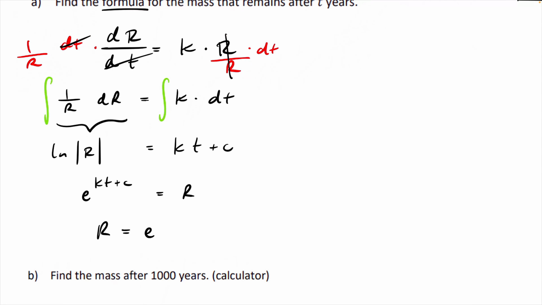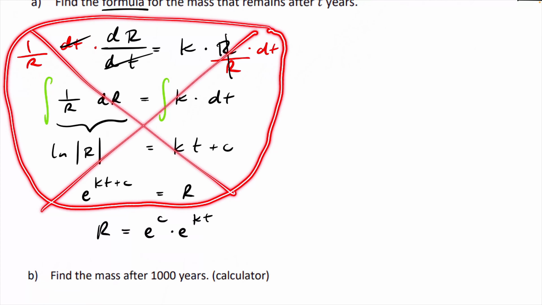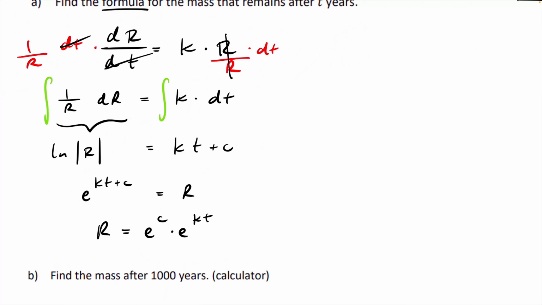R equals e to the C times e to the kt, right? So yeah, absolutely. You don't have to do this. We've done this before. All of this mess here, you don't have to do if you don't want to. You can skip right to there because you know what it's going to lead to. Instead of x's and y's, it's going to be R's and t's, right? But again, if you're not sure, keep doing this. Take an extra few minutes to do it, okay?